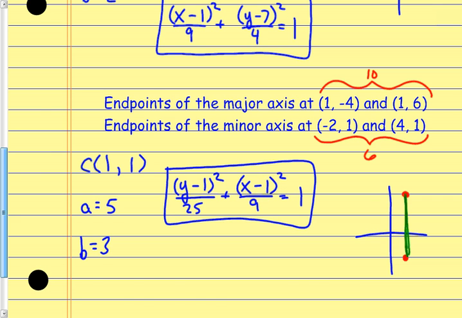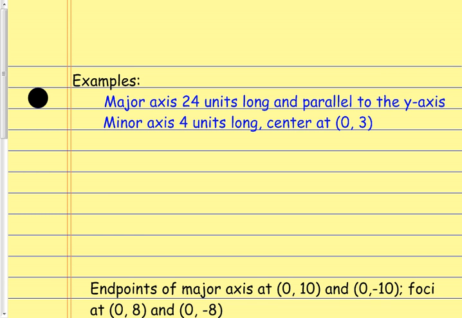If I take a look at this next one, this time I'm given the major axis being 24 units, and it's parallel to the y-axis. The minor axis is 4 units long, and it also gives me the center and tells me that the center is 0, 3. All right, so I've got almost all the information that I need here.